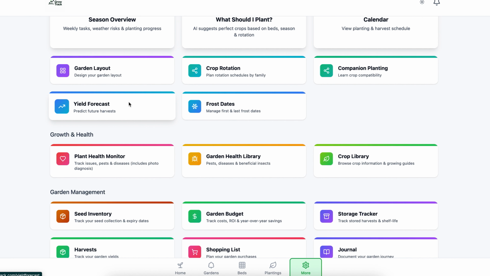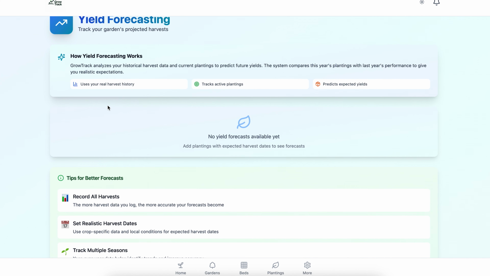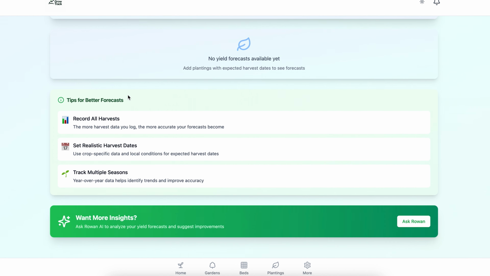Yield forecasts help you understand scale, how much a bed might produce, how different crops compare, how space, timing and choices affect output. This is especially useful when planning, deciding how much to plant, avoiding overproduction, understanding whether a crop is worth the space it takes.